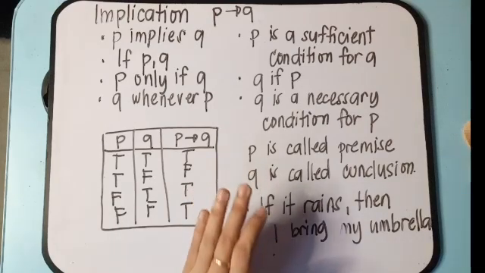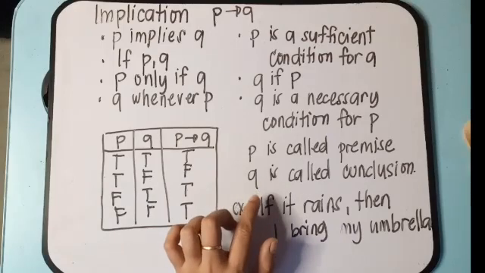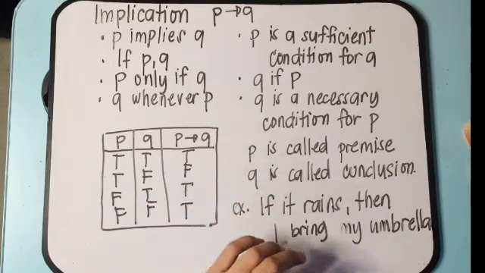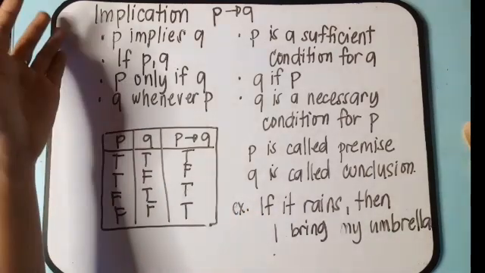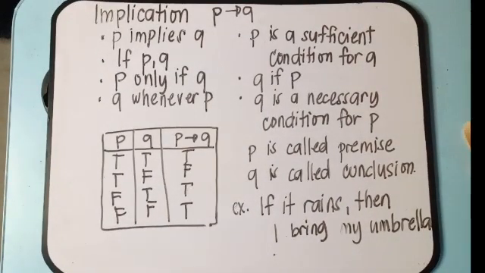For the implication, we use the proposition P as the premise and the proposition Q as the conclusion. Again, P is called the premise and Q is called the conclusion. Why? Because from the word itself, implication, if and then, yan. So, for example, if it rains, so kung uulan man ngayon, then I bring my umbrella. So, if uulan man ngayon, then I need to bring my umbrella.